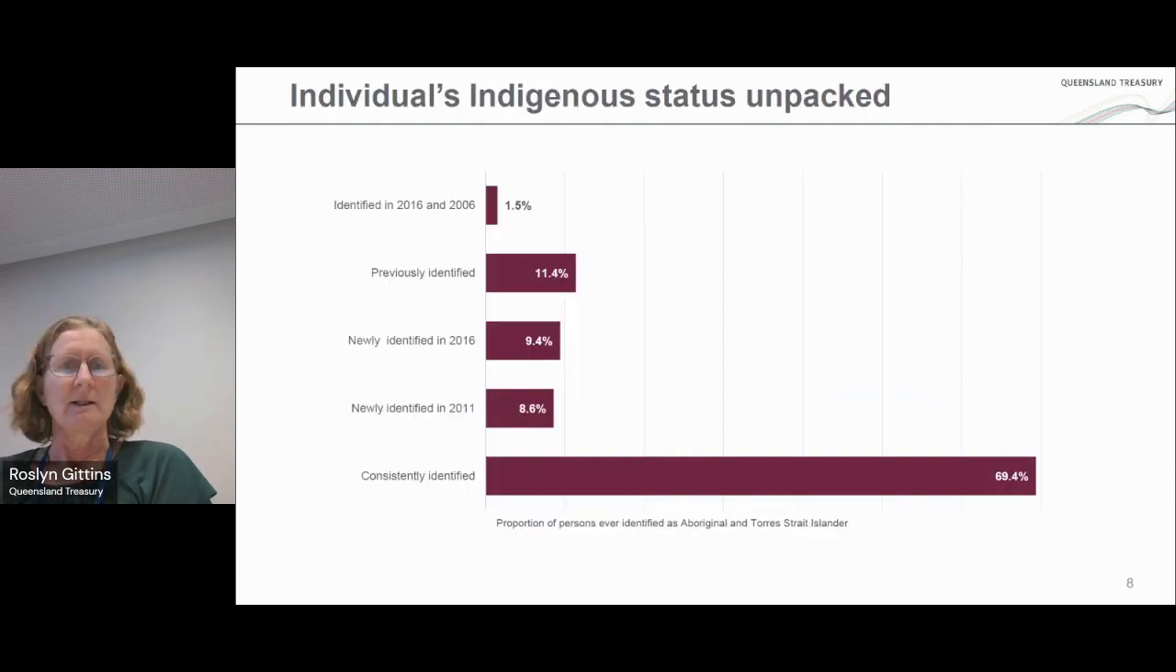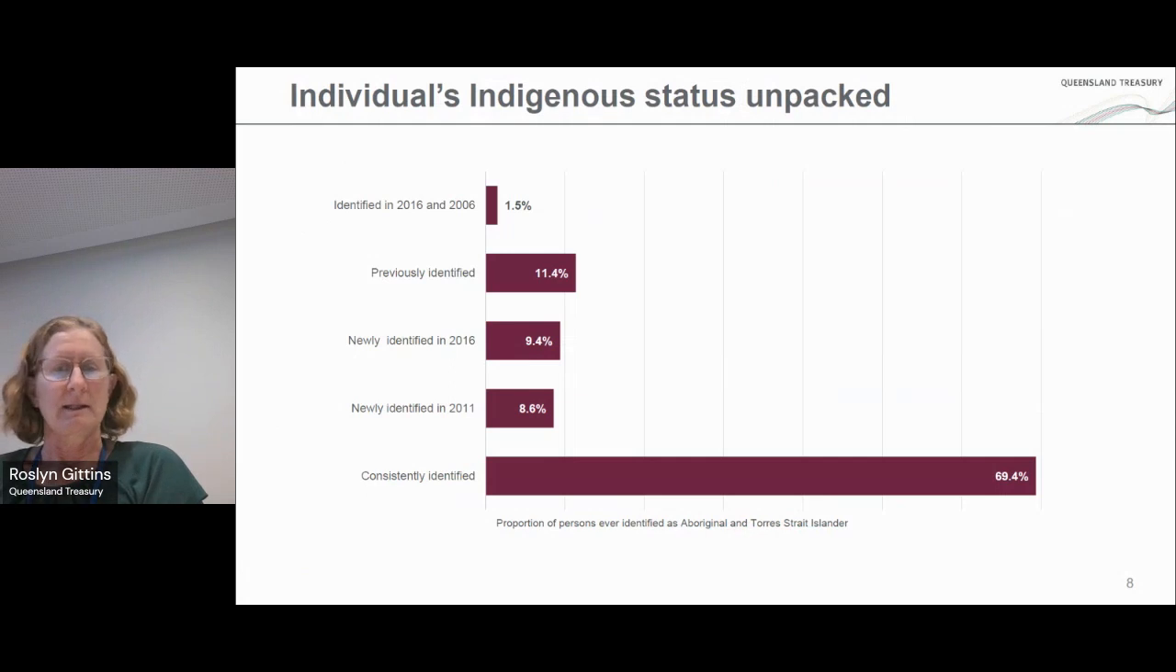So we can break this down a little bit more and look across 3 census periods, 2006, 11 and 16. You can see from this chart that nearly 7 in 10 consistently identified across all 3 censuses, and that just over 1 in 10 identified in an earlier census but chose not to in 2016. So again, we're seeing individuals' choice of whether they identify or not and how they identify. And then around 9% were newly identified, so added into the count in 2011 and 2016.